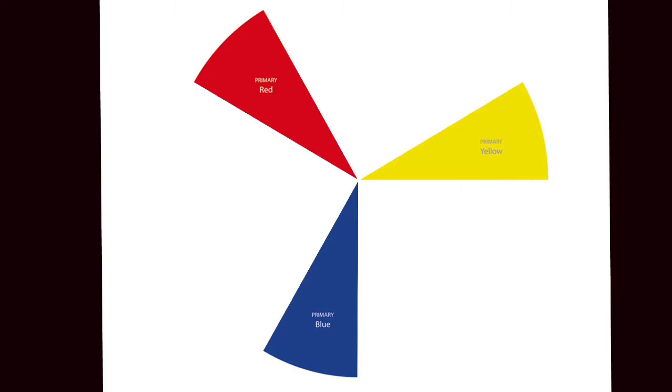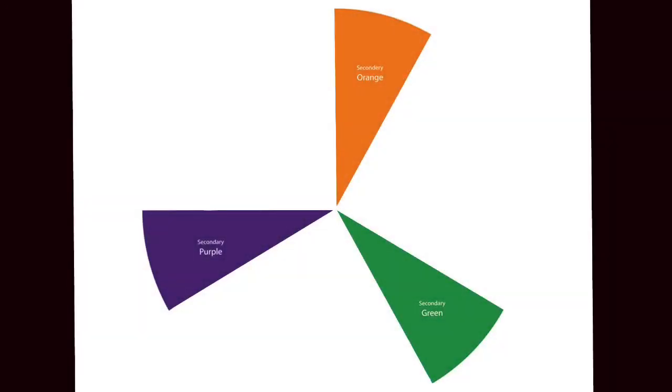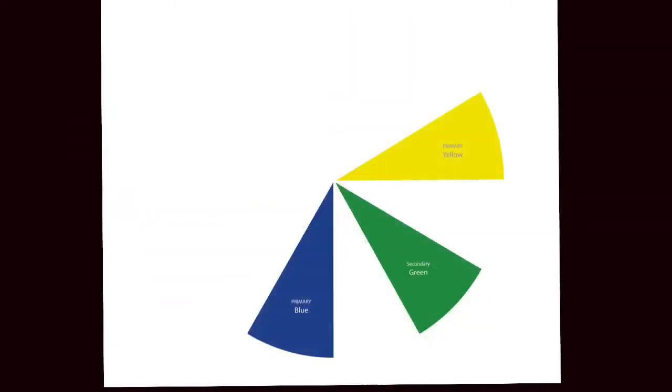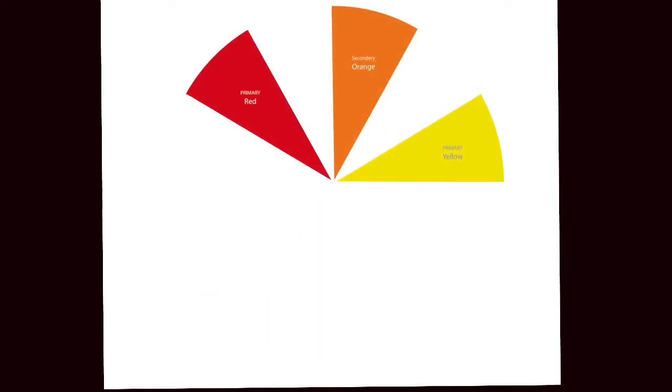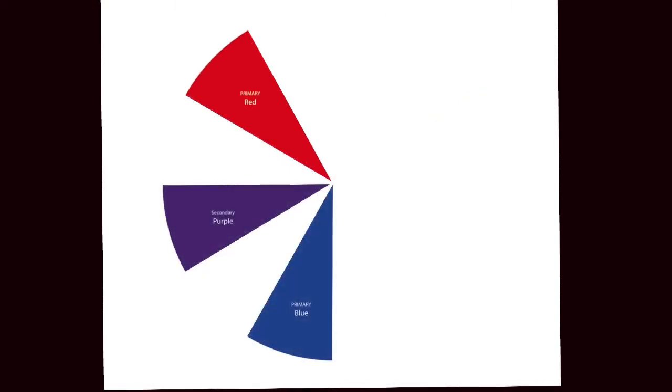That leads us into our second category. Our second category of colors is called secondary. Easy enough. These colors are green, orange, and purple. And these colors are formed by mixing two of the primary colors together. So we get green by mixing blue and yellow. We get orange by mixing yellow and red. And we get purple or violet by mixing red and blue.